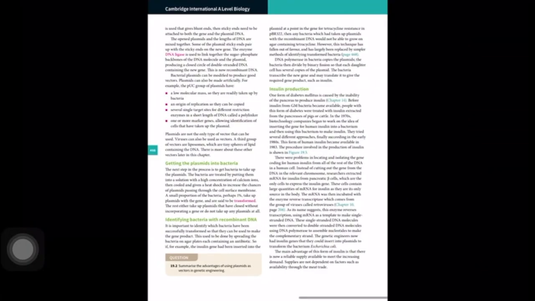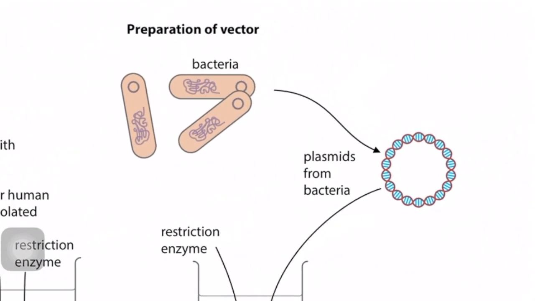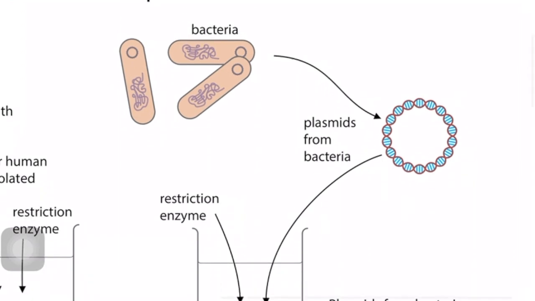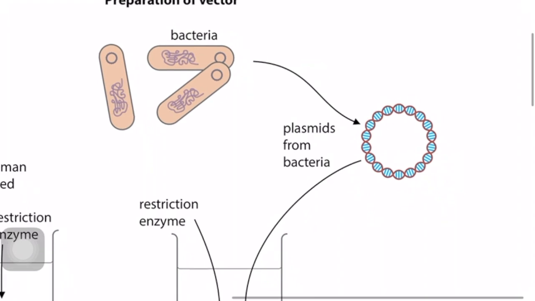Now let's see how that happens. Definitely we need a vector to insert the insulin gene into the bacteria, which will then produce insulin. In this case the vector will be the plasmid, which is also extracted from a bacteria. We know what vectors are. There may be different types of vectors, like viruses and spheres of lipoproteins, but in this case we are using plasmids from bacteria.